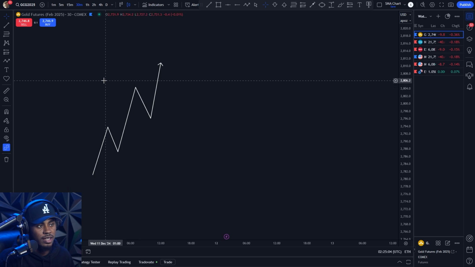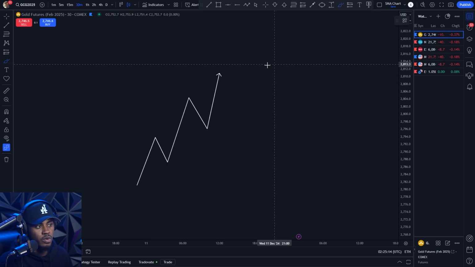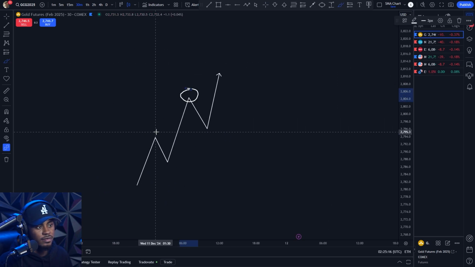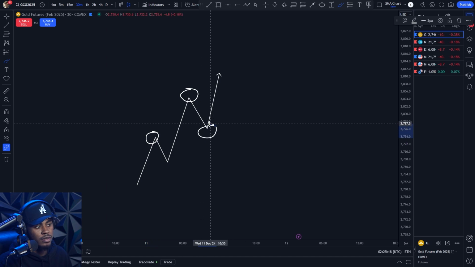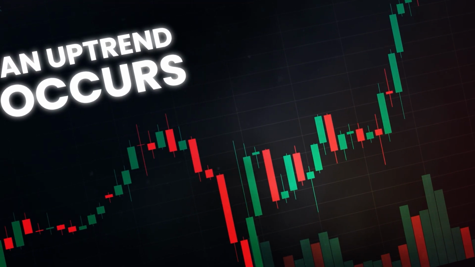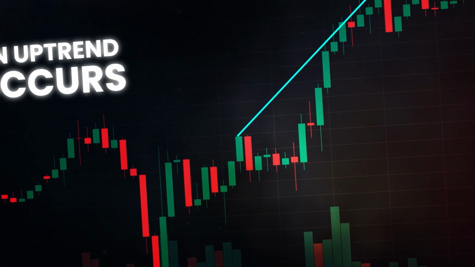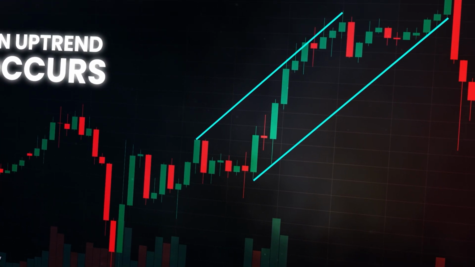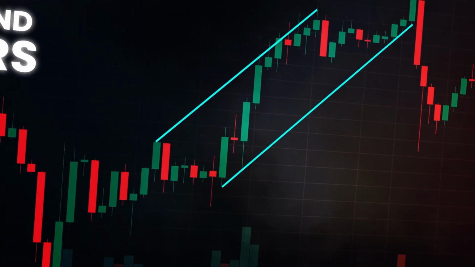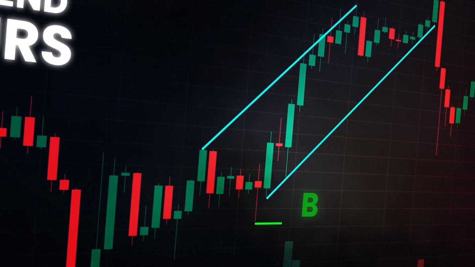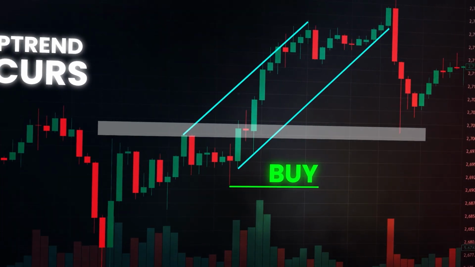So for an uptrend, this condition is identified when we have higher highs and higher lows. This low being much higher than this low, and this high being much higher than this high right here. An uptrend occurs when the price creates a series of higher highs and higher lows, indicating bullish momentum. This phase often signals a period of market strength and provides opportunities to buy on pullbacks or breakouts.